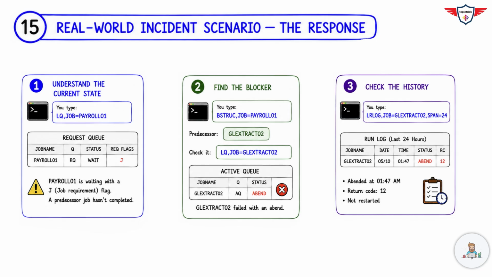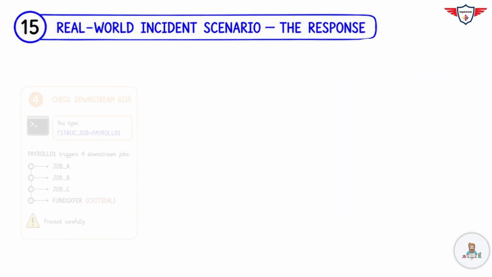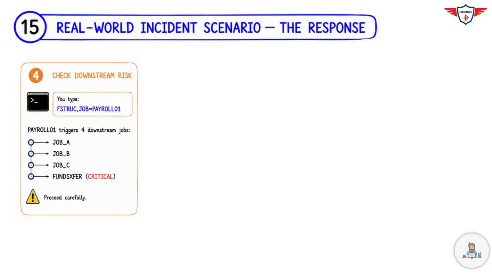After that, step 3 would be to check the history, and for that you can use the LRLOG command. The command would be LRLOG, job equals to GLEXTRACT02, span equals to 24. When you fire this command, you will get the logs, and the log shows that GLEXTRACT02 abended at 1:47 a.m. with a return code of 12, and it has not been restarted.